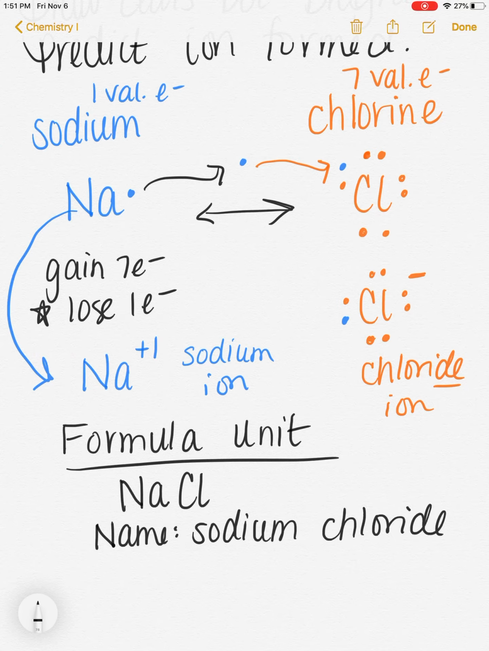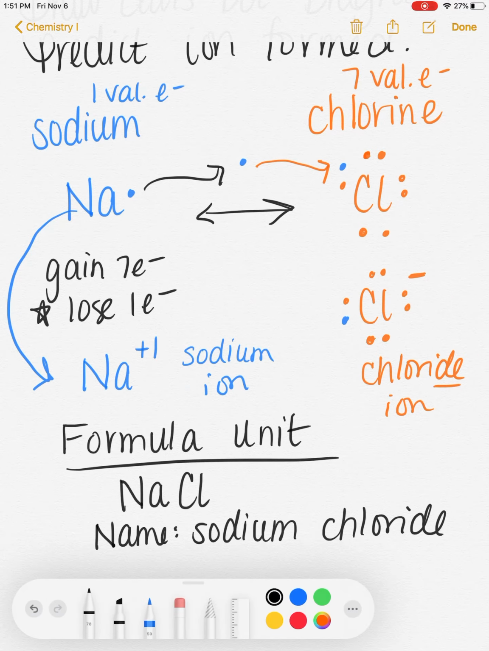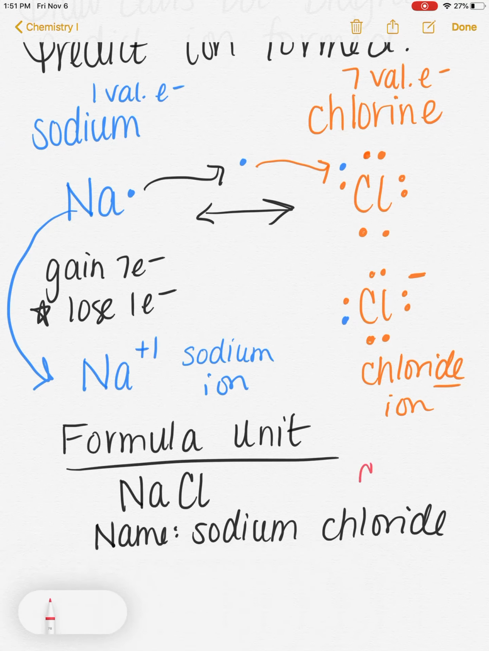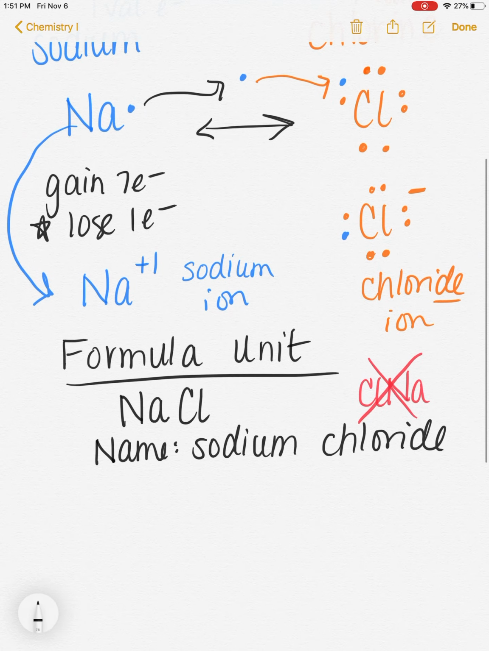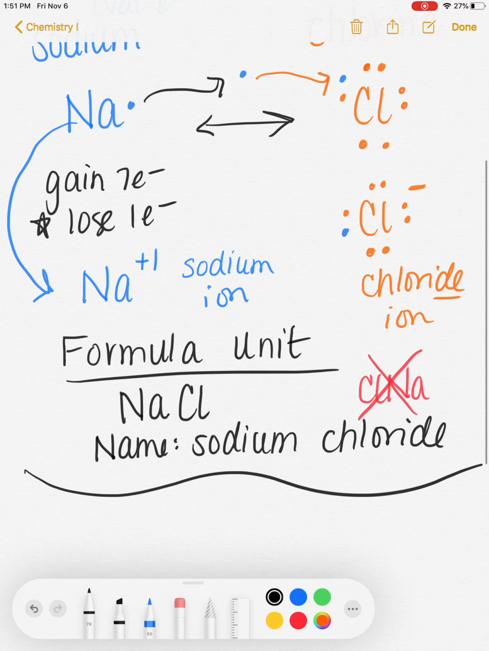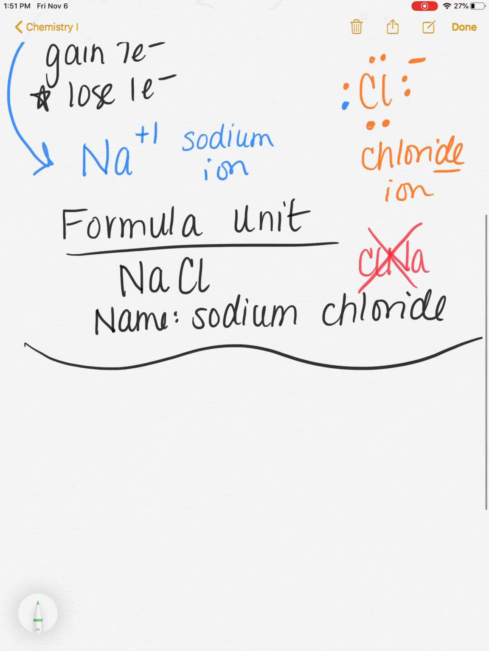Now, rules on writing formula units. You should always put the cation before the anion. It's just bad practice to write it as, like, ClNa. Chemists would look at you really funny if you did that because you just always put the cation, the positive ion, first.